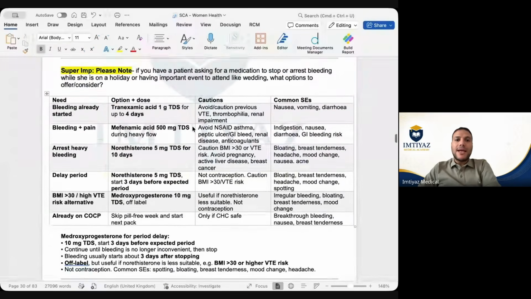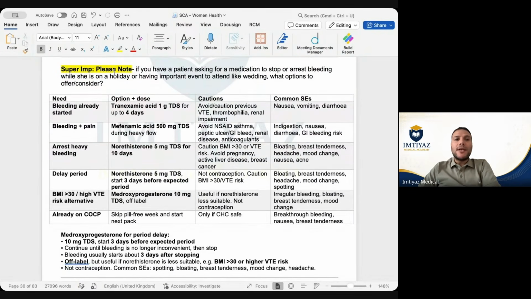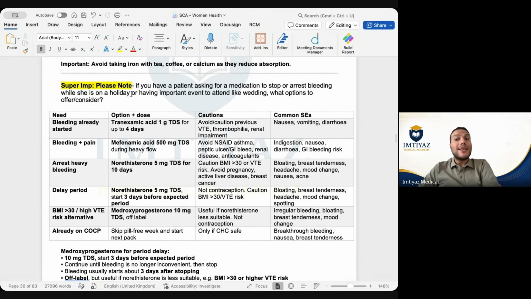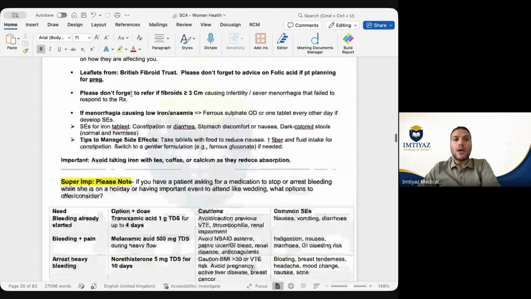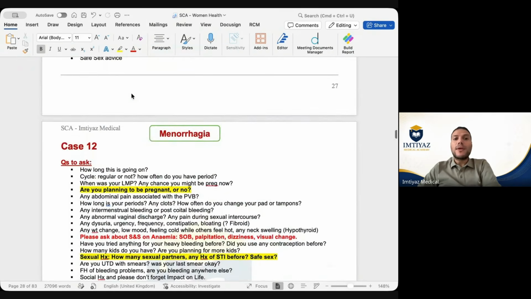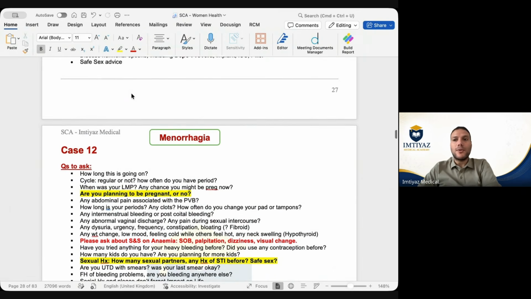All right. Then, as I told you here, you may have a patient, again super important, because it could be a different case scenario. Under menorrhagia, as I told you, there are 3 or 4 different case scenarios. All of them are common daily practice cases. That's why you need to be aware of them, please.